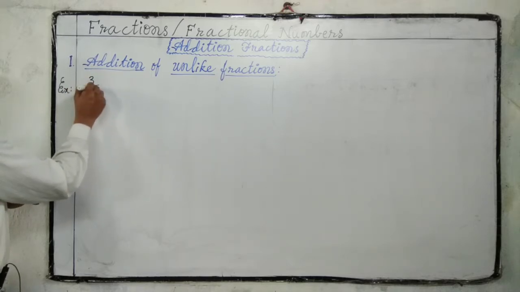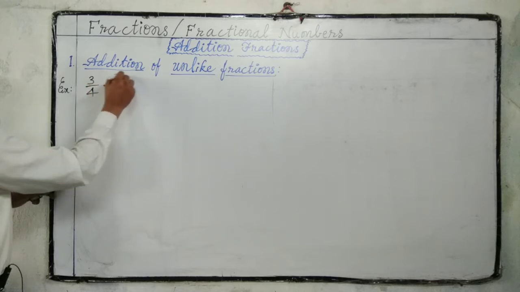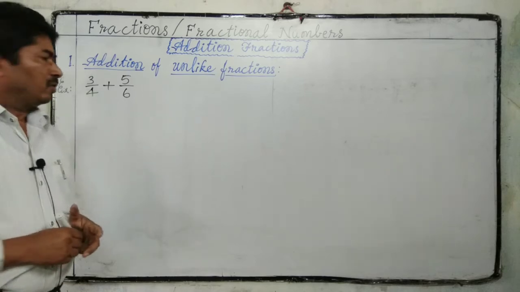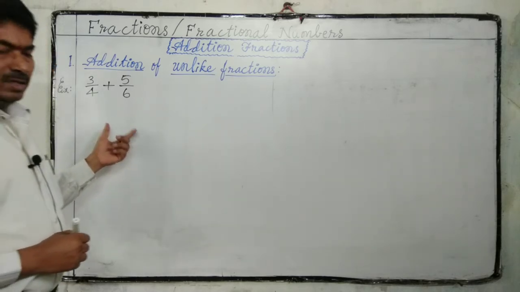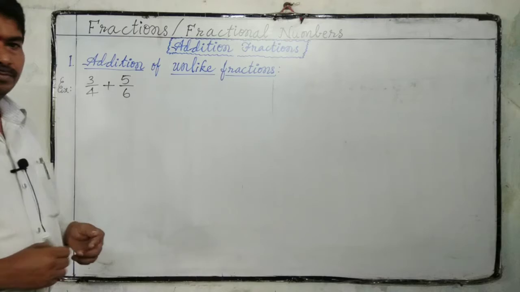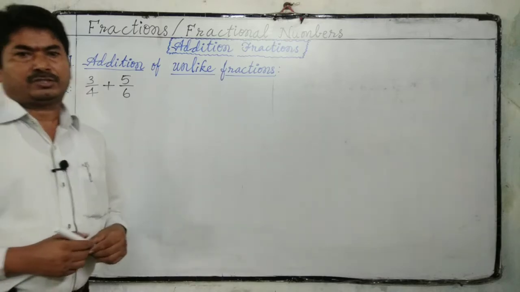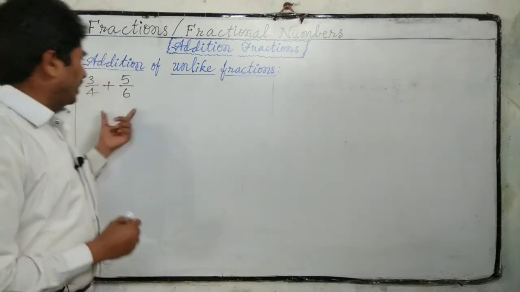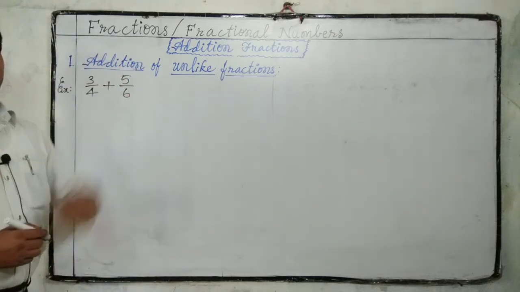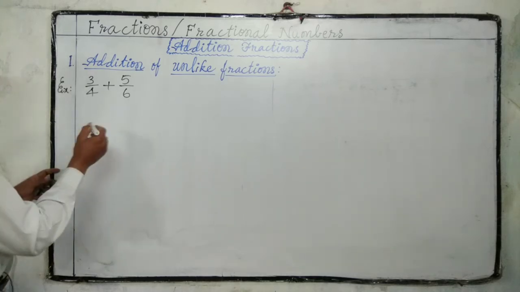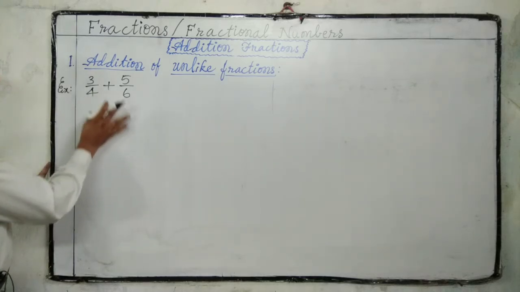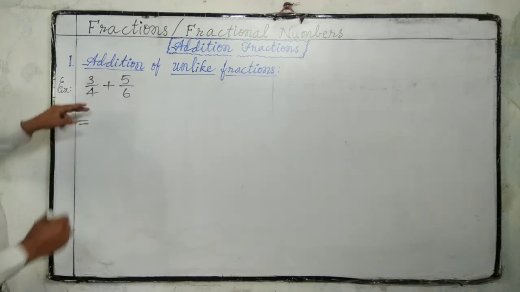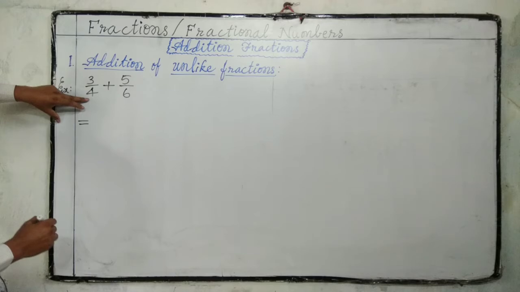3 by 4 plus 5 by 6. We know these aren't like fractions. These are unlike fractions. Fractions having different denominators are called unlike fractions. So first we have to make these like fractions. 4 3s are 12.